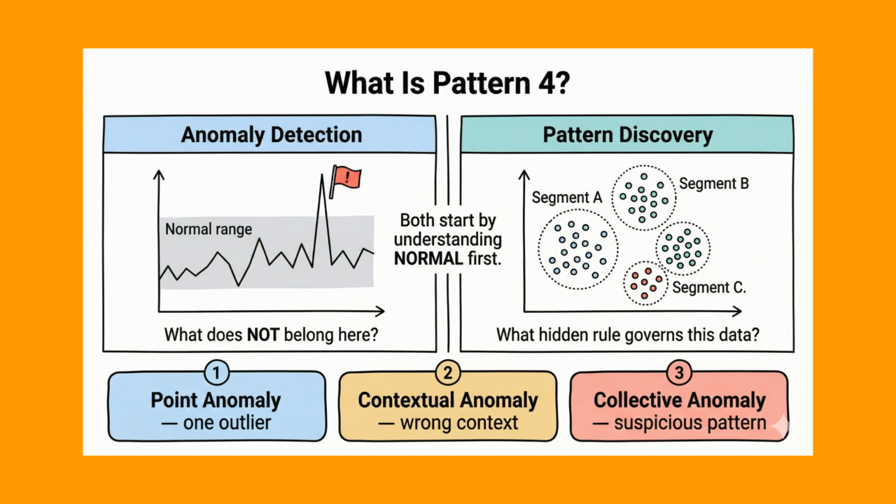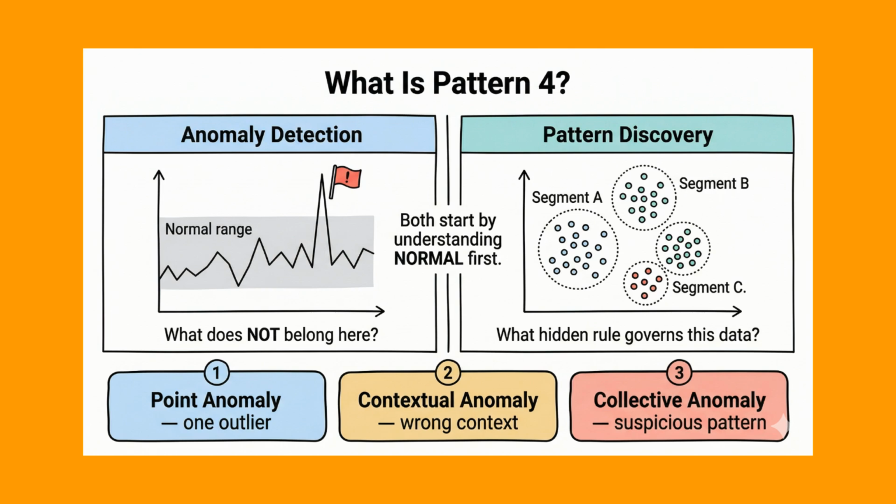The second is pattern discovery. This means finding hidden structures, repeating rules, or relationships in data that human analysts cannot easily see. The system asks, what recurring rule governs this data? Both depend on understanding normal behavior first. You cannot recognize abnormal without a baseline of normal.